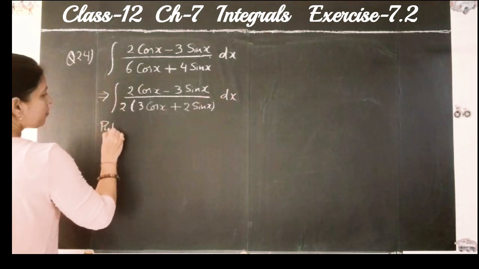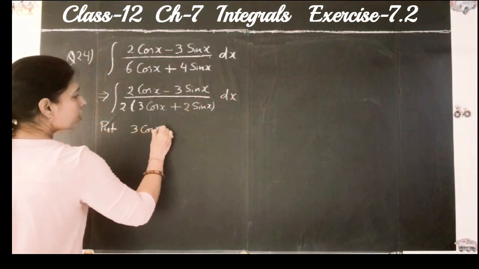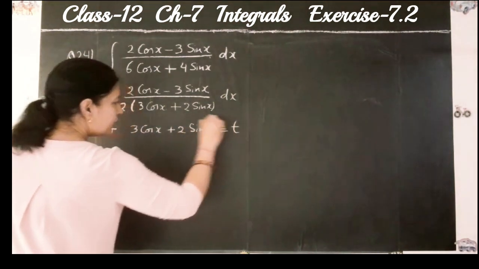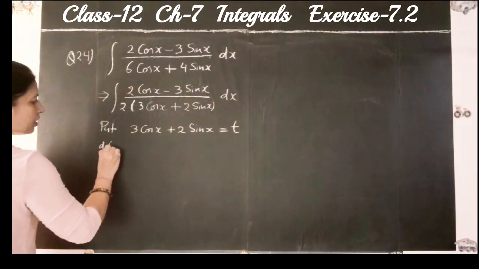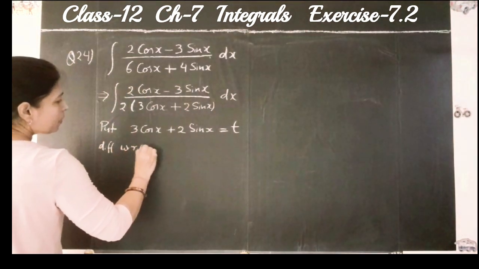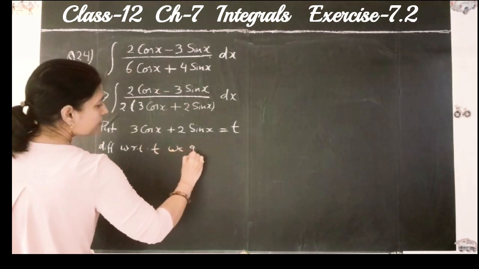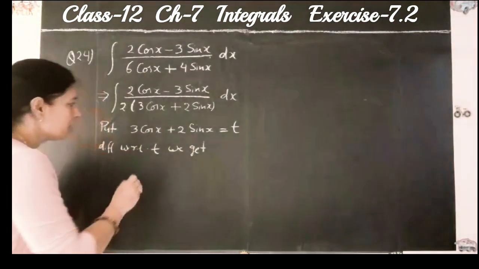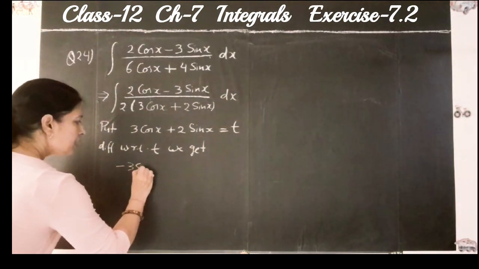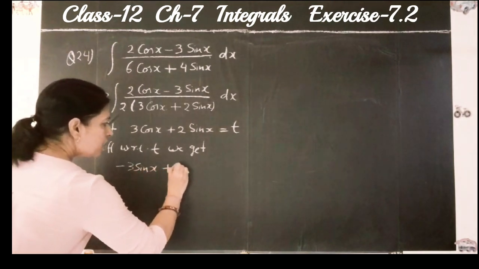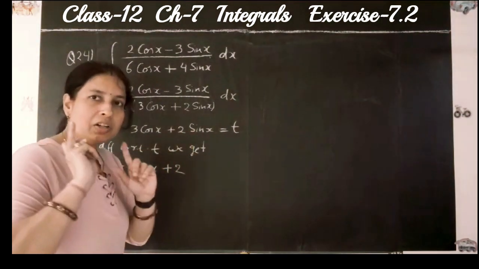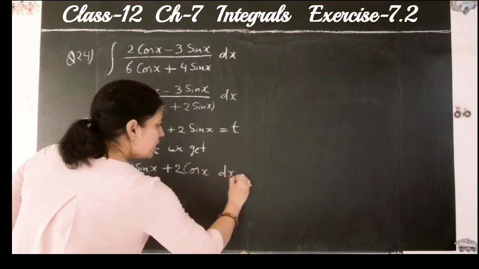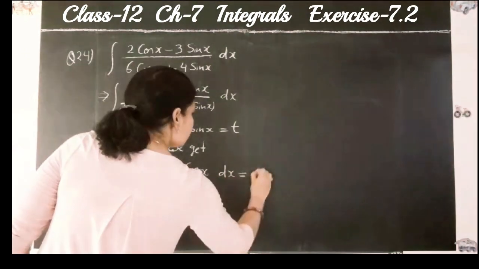Now we can put 3 cos x plus 2 sin x is equal to t. Then differentiate both sides with respect to t. We get, when we differentiate cos x, we get minus sin x. So it will be minus 3 sin x plus 2, derivative of sin x is equal to cos x. So it will be 2 cos x dx, derivative of x is dx, then write here dt.